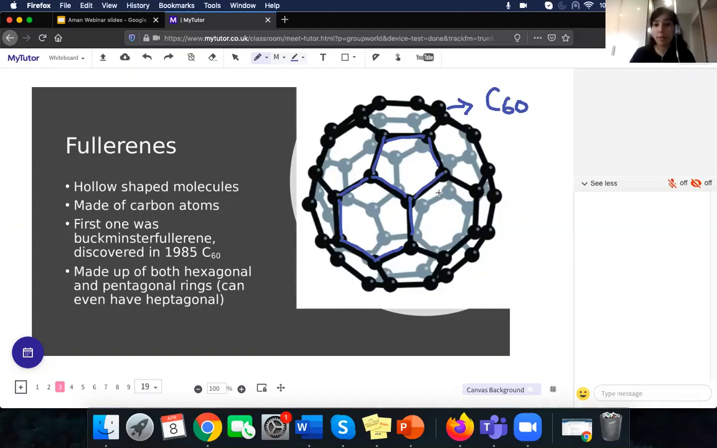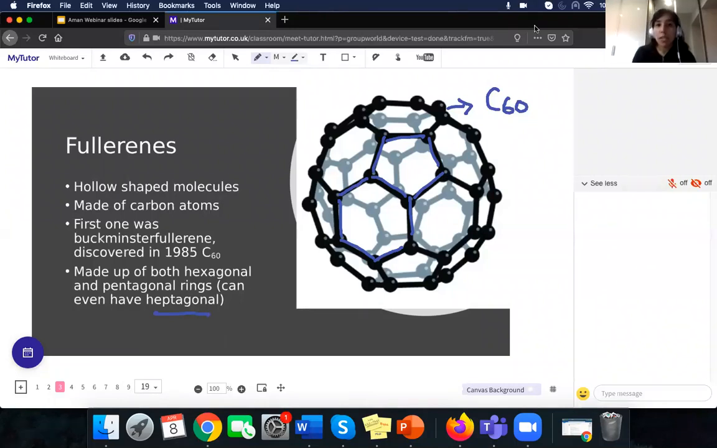So a key thing about fullerenes is that they're often made up of more than one type of ring. So this is a hexagon and pentagon mix. You can also get heptagon. Heptagon is 7 sides. And that's just because as we're discovering more fullerenes, they're getting larger and larger, and so more rings are being formed.